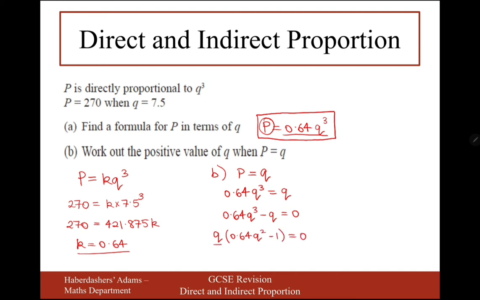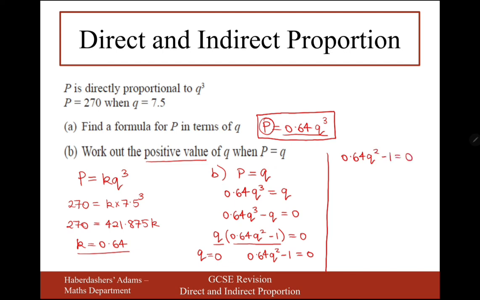So now that I've factorized it, I've either got Q equals 0, which is not going to be one of the answers. It says positive value, or 0.64 Q squared minus 1 equals 0. So I'm going to continue that up the top here.